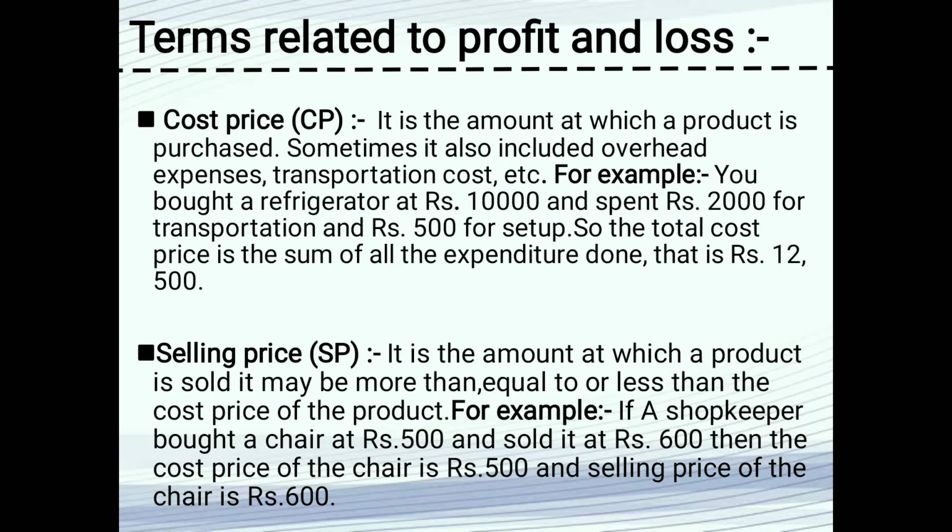Now selling price. It is the amount at which a product is sold. It may be more than, equal to or less than the cost price of the product. For example, if a shopkeeper bought a chair at rupees 500 and sold it at 600, then the cost price of the chair is 500 and the selling price of the chair is 600.